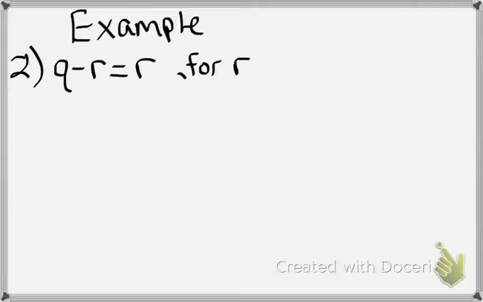Let's say we have this example. Q minus R equals R, and I want you to solve it for R, meaning I want you to get R by itself. I think you'll agree there's not a single number in this question, so it would be impossible for you to calculate an actual value number. But we're going to be able to just at least get R by itself, and the other side will be some kind of an expression. That's what we're going to do.